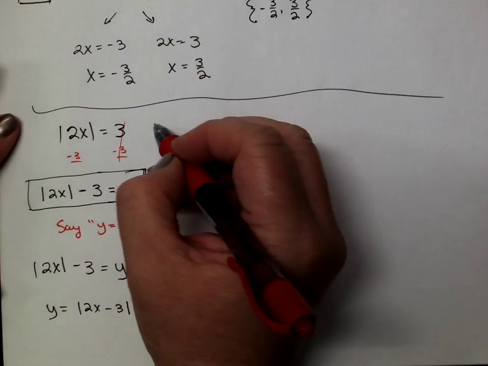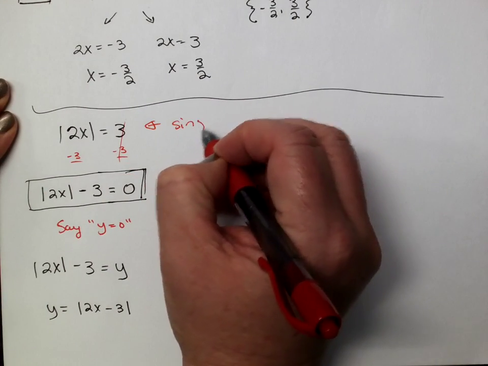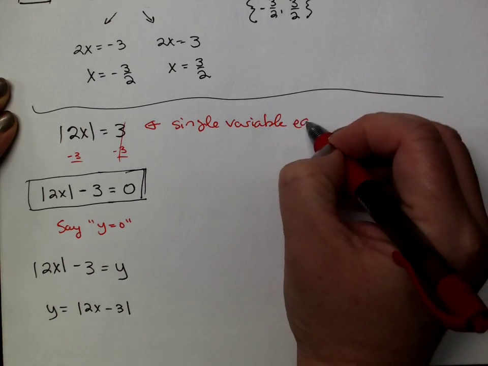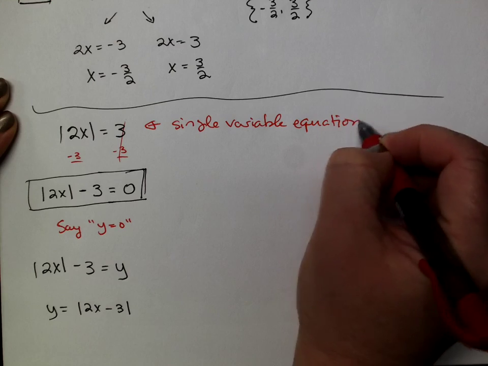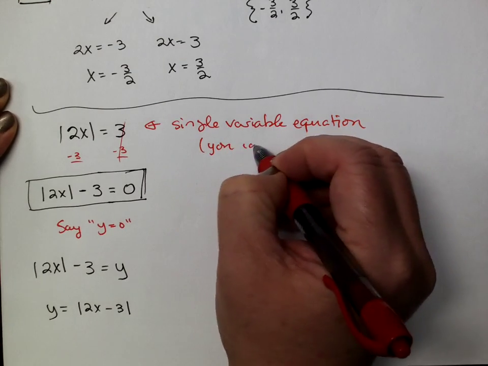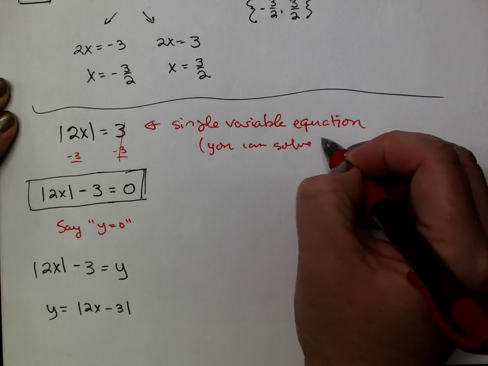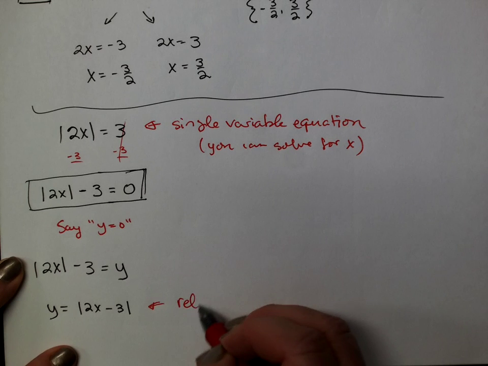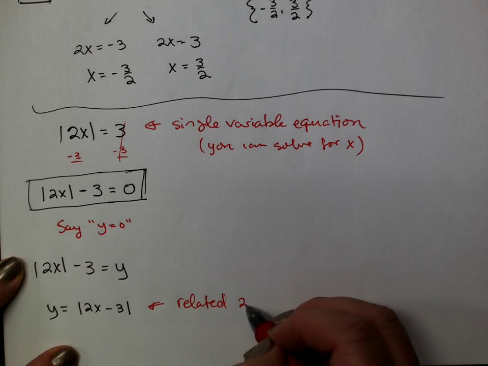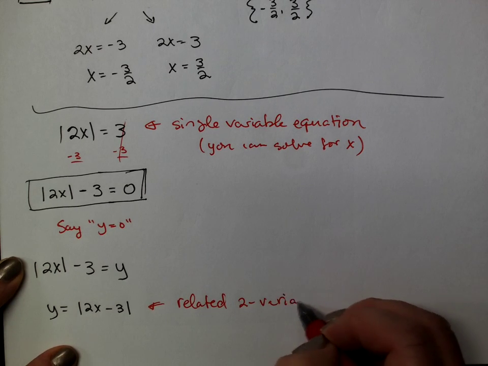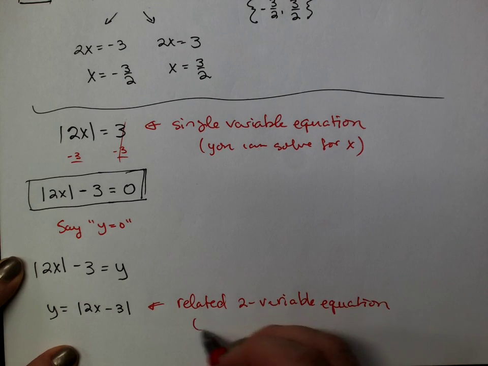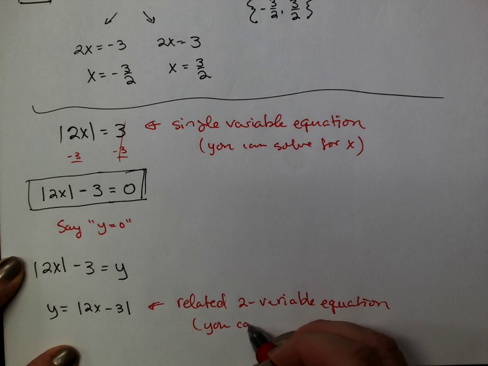Okay. So this is the single variable equation, which you can solve for x. You're going to get 2 solutions. And this is the related 2 variable equation, which you can graph.